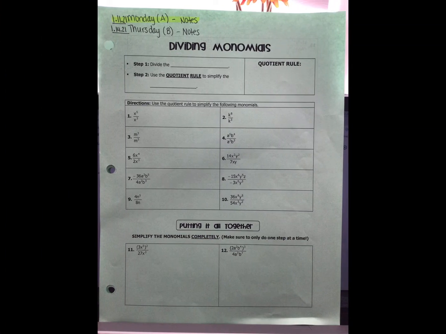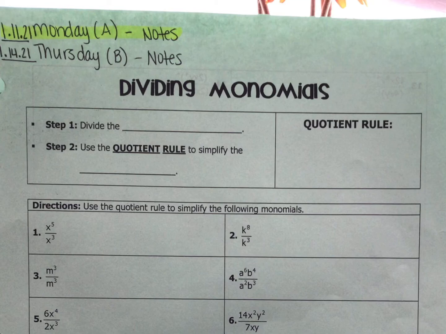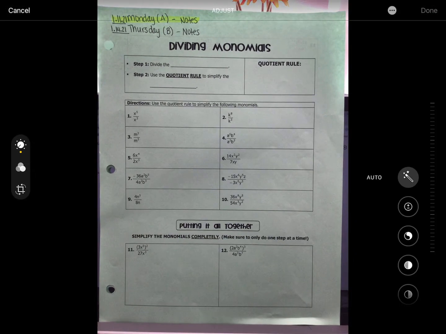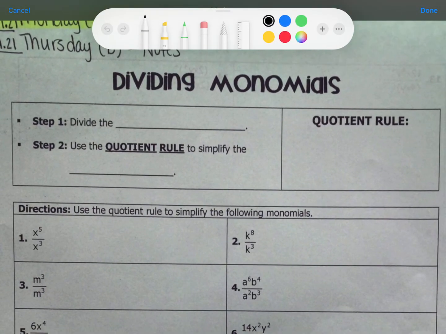All right, so today we're going to talk about dividing monomials. I don't know why I keep wanting to say something else, it's my brain. This is Monday's lesson for cohort A and Thursday's lesson for cohort B. We are going to cover how to divide monomials. Last week we talked about how to multiply them. This week we're going to talk about how to divide.